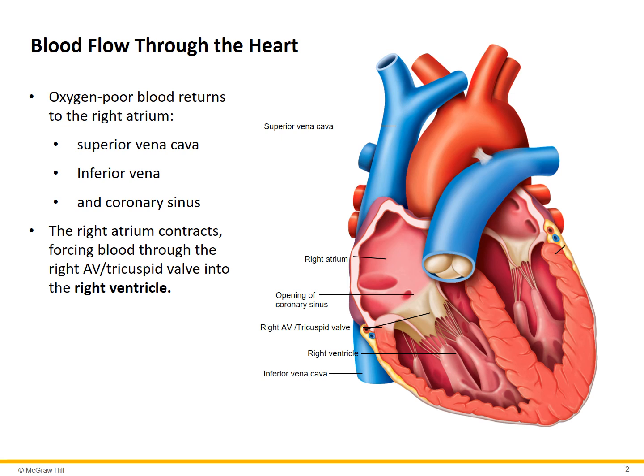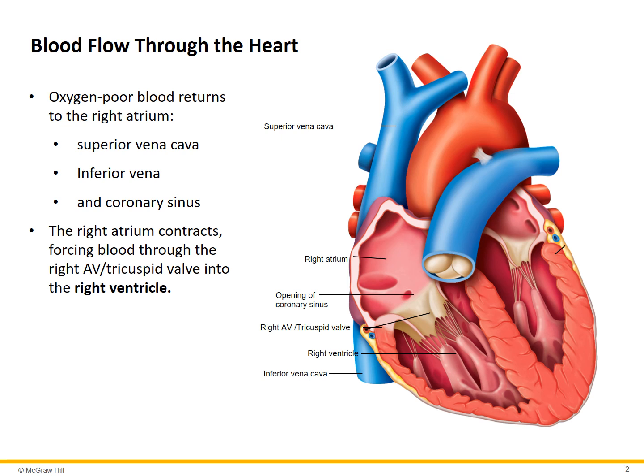So just think coronary always means pertaining to the heart. Sinus just means a wider or dilated area, and you can see that on the posterior aspect of the heart model. Right, so the right atrium is filling.